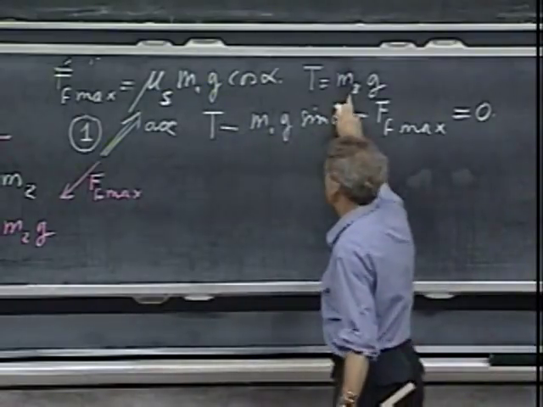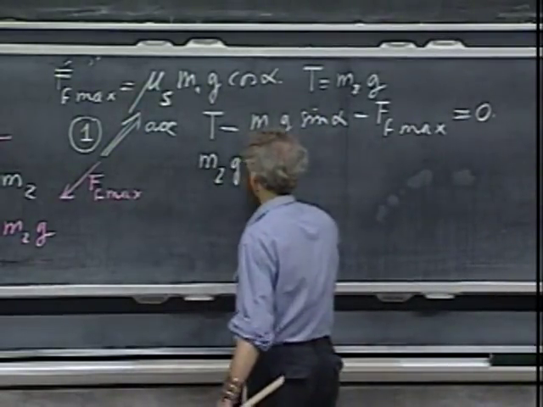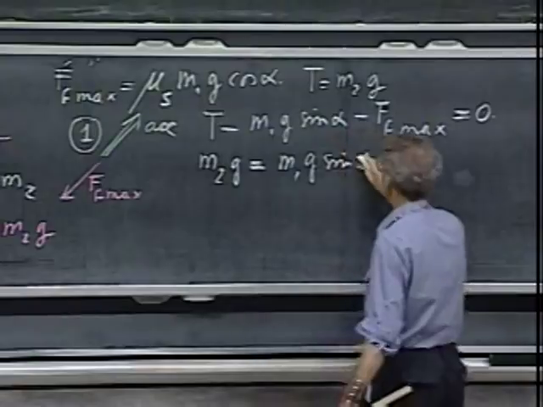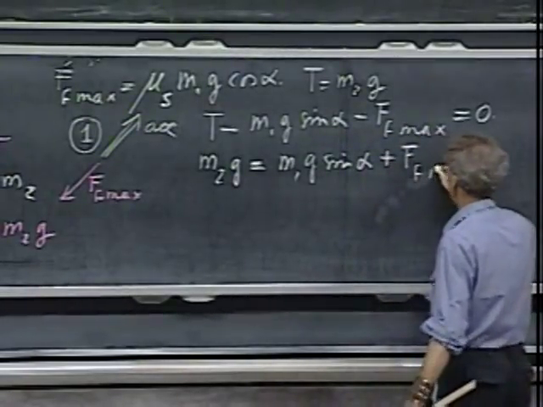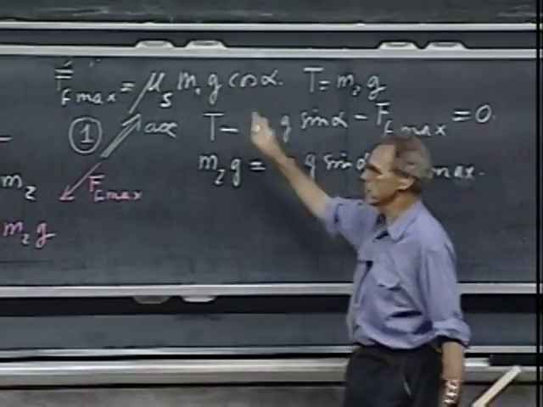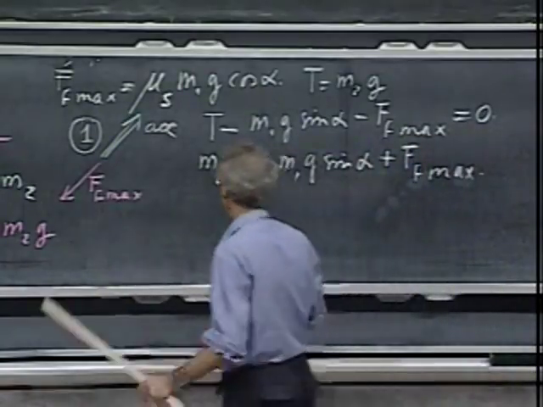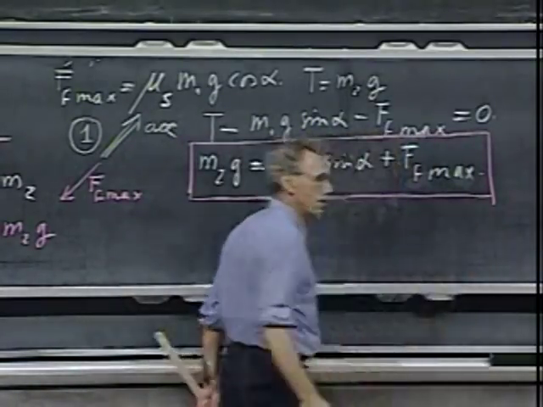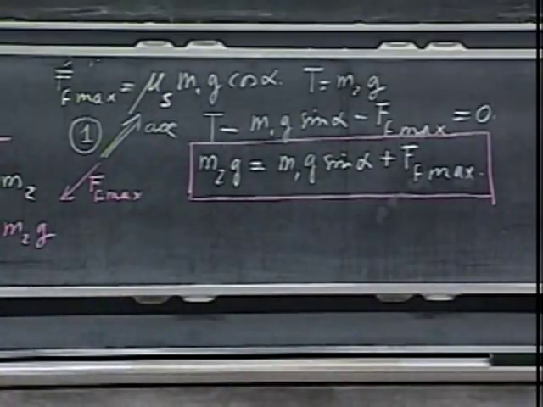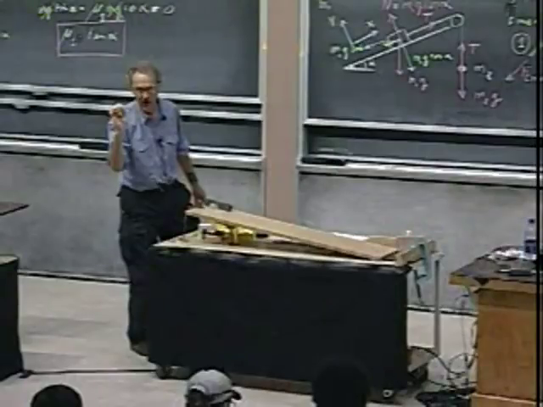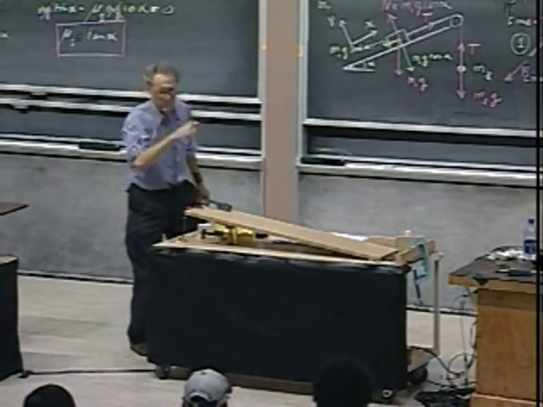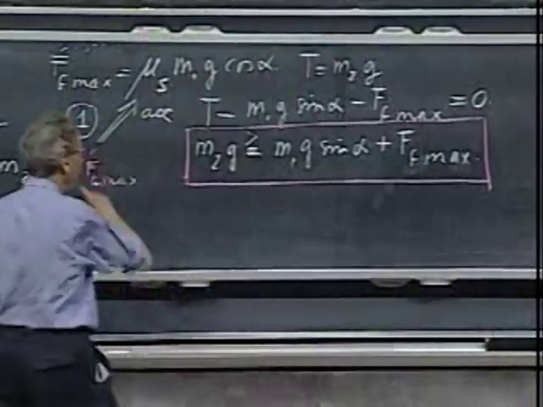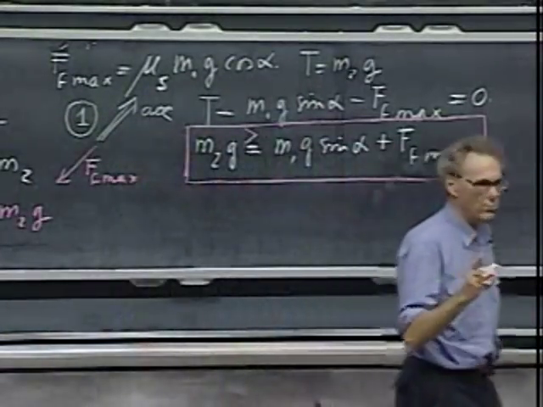Now, I know what T is. That is m2g. So m2g equals m1g sine alpha plus the maximum frictional force, which is this value. So this is just at the moment that it wants to start sliding. Therefore, if I make mass m2 a hair larger, just a hair, it will go. And therefore, the moment that I make this a larger-than sign, I know that it's going to accelerate uphill. That's the criterion for going uphill.